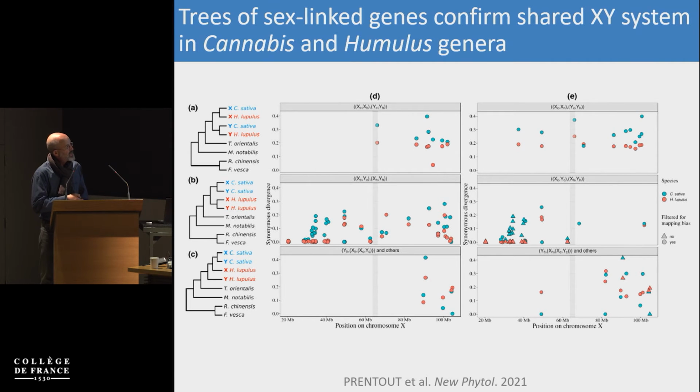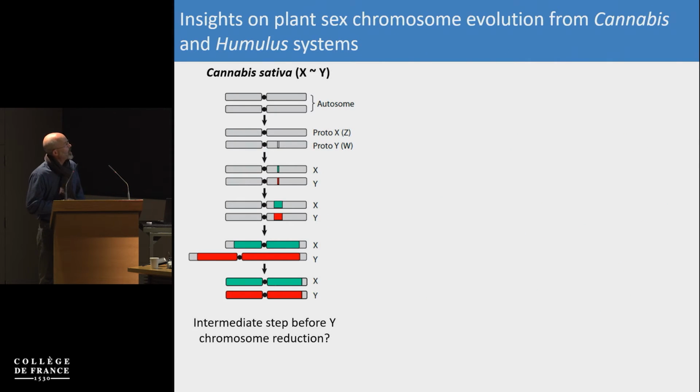and here you get a much clearer pattern, right? So the genes with this topology, they really concentrate in the region with the highest DS values, and the genes with this topology, they concentrate on the other region. Okay, so what can we say about plant sex chromosome evolution? So in Cannabis sativa, I told you the sex chromosomes, they have nearly the same size.